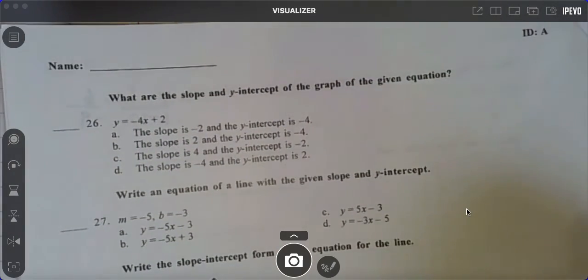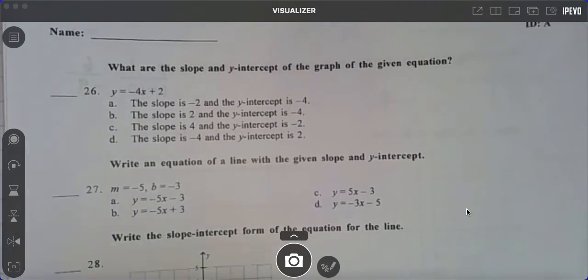All right, what is the slope and what is the y-intercept on number 26? The slope is -4, and the y-intercept is 2. It is D. 26 is D. Slope is the number in front of x. The y-intercept is the other number. It's D.